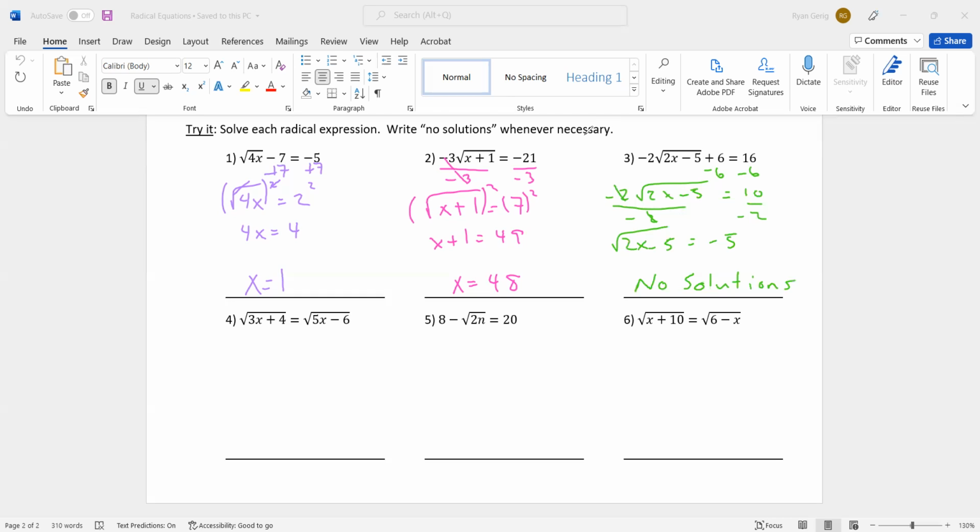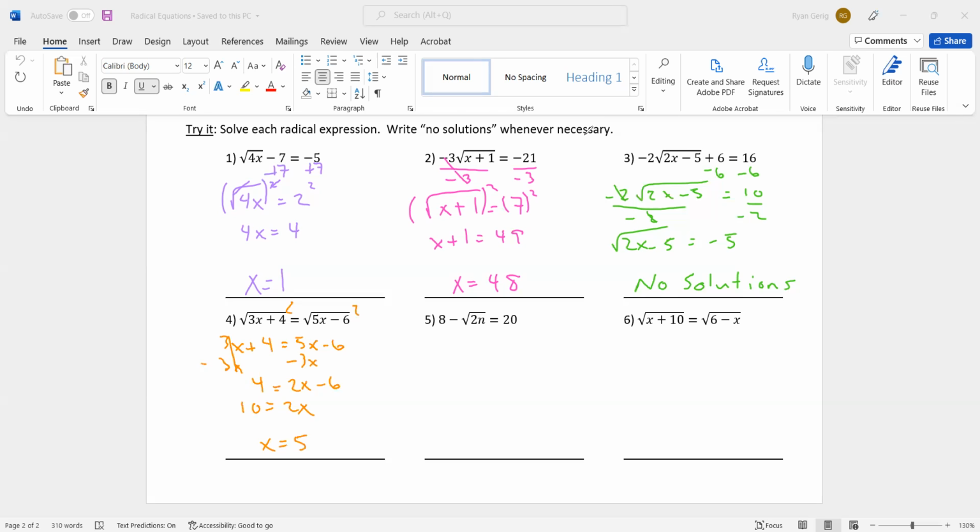Okay, number 4, you haven't seen anything like this, but it's actually very easy. I have 2 radical expressions. If I just square both of them, I get an equation like we had back in August. I'm just now going to get x by itself. Subtract 3x. I get 4 equals 2x minus 6. Add 6, I get 10 equals 2x, and x equals 5.